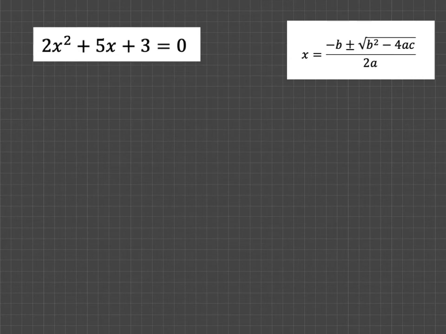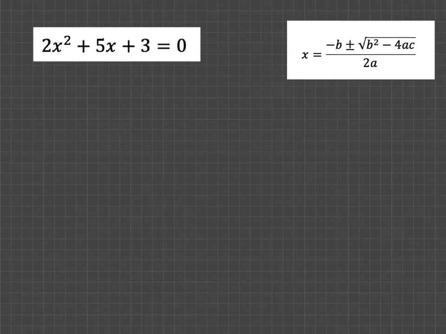Okay, let's look at this one. Now, this one actually will factor, but I'm going to show you that even if it does factor, we can use the quadratic formula. The quadratic formula works with every single quadratic equation. Okay, it can always be used. So if you don't know which method to use, just know quadratic formula is going to work.